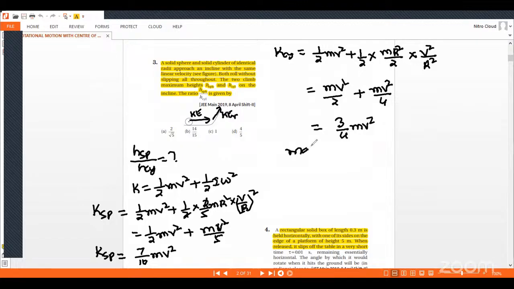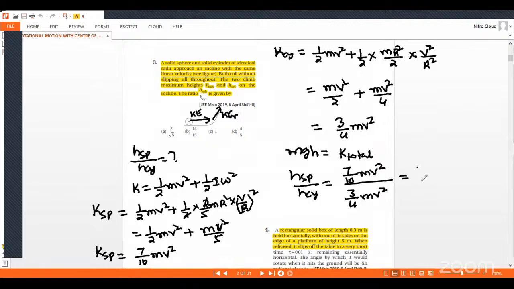Since potential energy mgh equals total kinetic energy, H sphere by H cylinder we need to find. So 7 by 10 mv square by 3 by 4 mv square. That is 7 by 10 into 4 by 3, which will get 14 by 15. That is the second option.